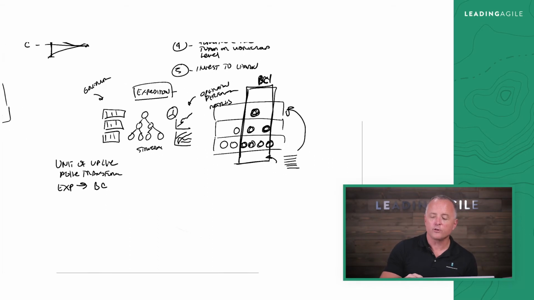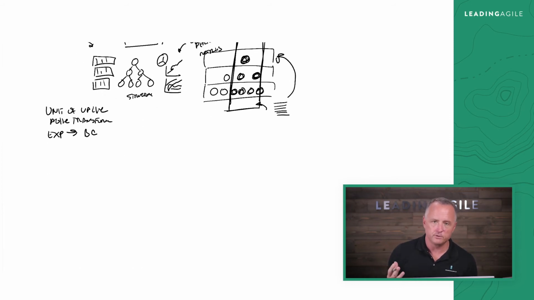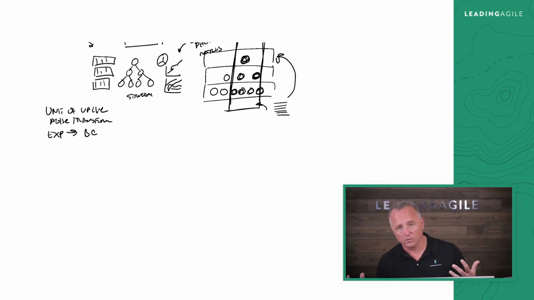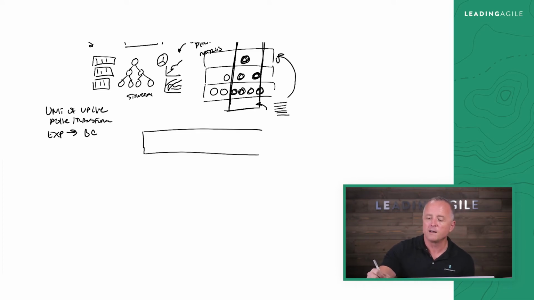So if you thought about the unit of value being an expedition moving through a base camp, think of it as like an epic moving through a Kanban board through your governance model, right? So if I had a portfolio level Kanban, and let's say I had 4 stage gates, I'm just going to call it gate 1, gate 2, gate 3, gate 4, right?